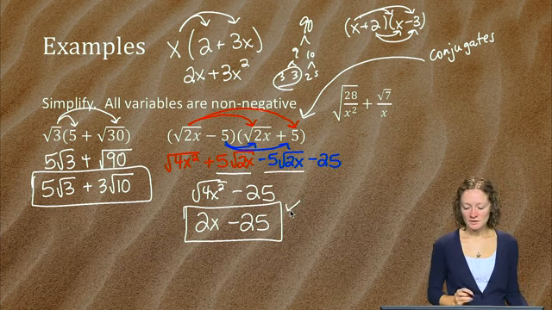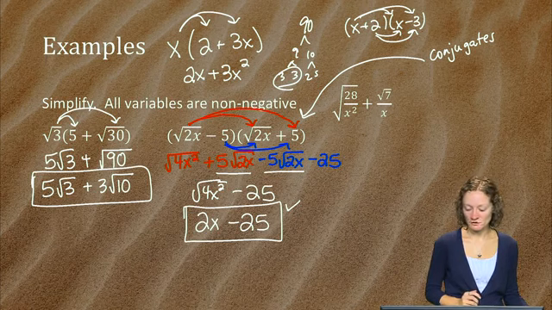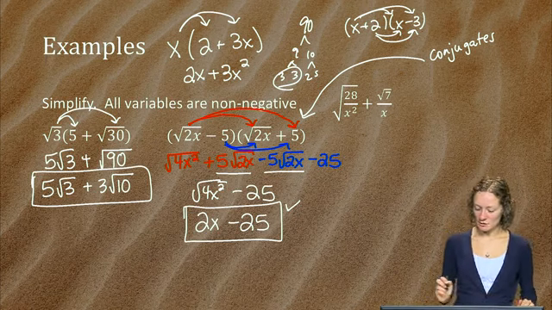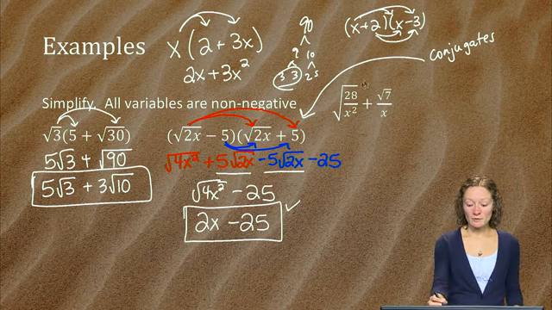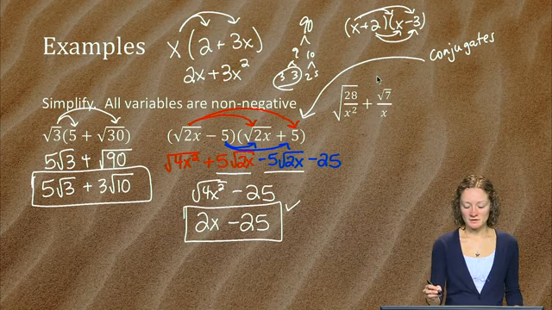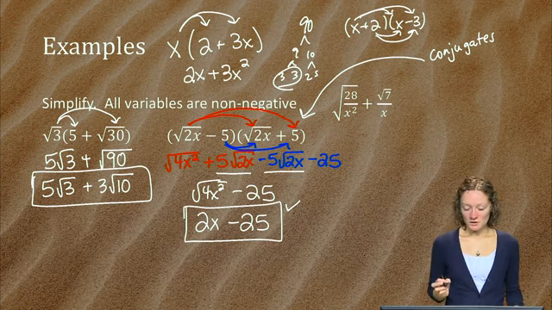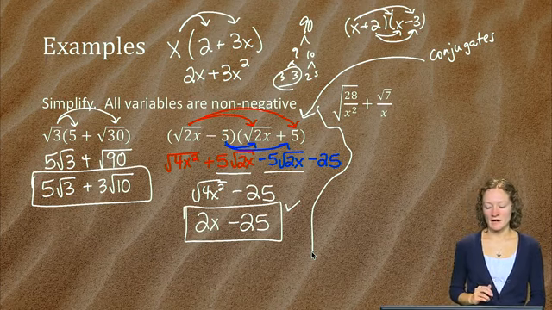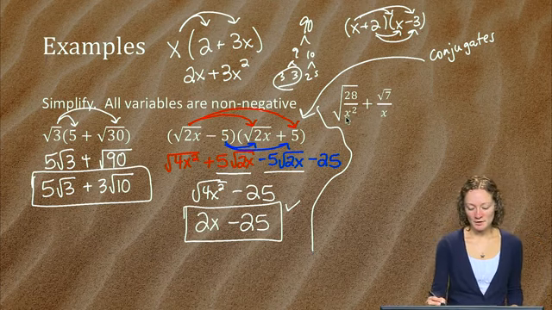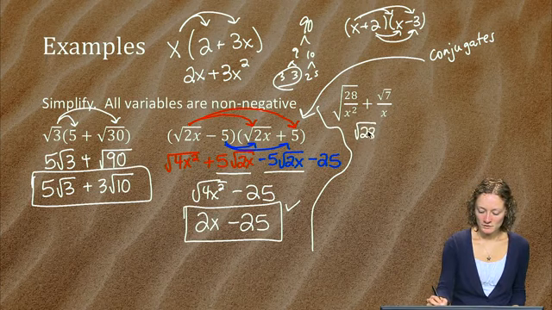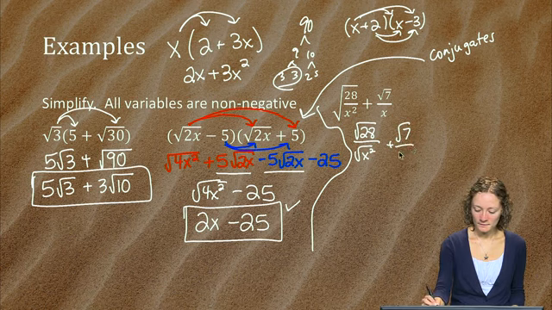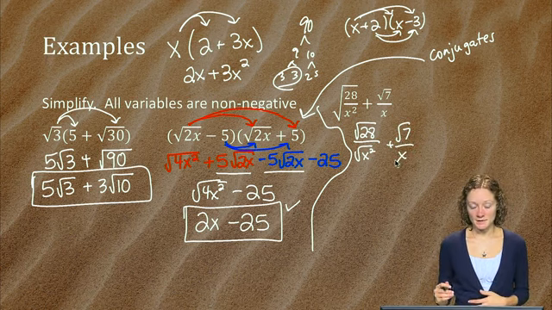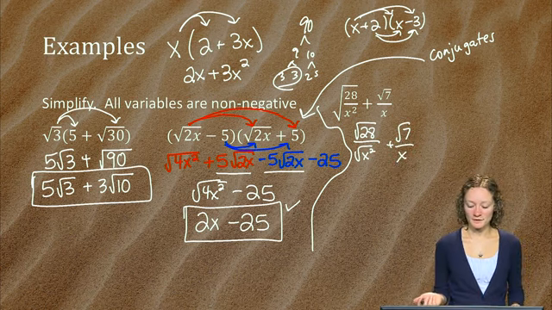Okay, next one. We have some fractions involved here, but they're not too intense, I promise. We have the square root of 28 over x squared plus the square root of 7 over x. There's a lot of ways you could start this problem. I'm going to first start by using the quotient rule to separate these two. So I'll have square root of 28 over square root of x squared. The second fraction already is separated, so there's no need to do anything there.